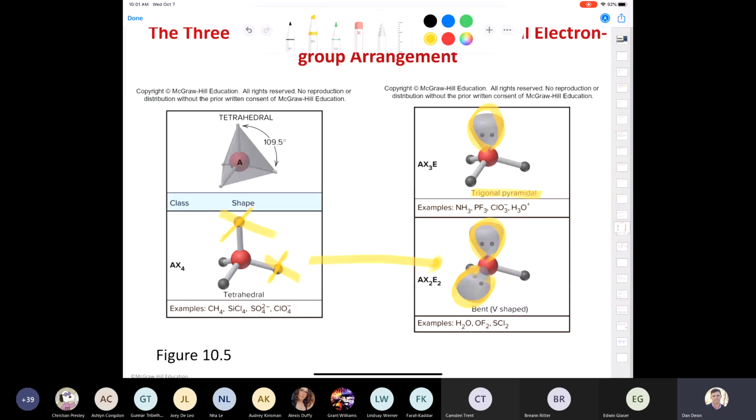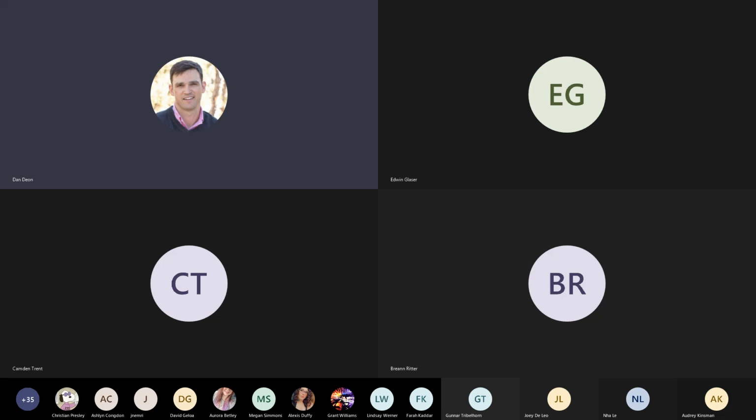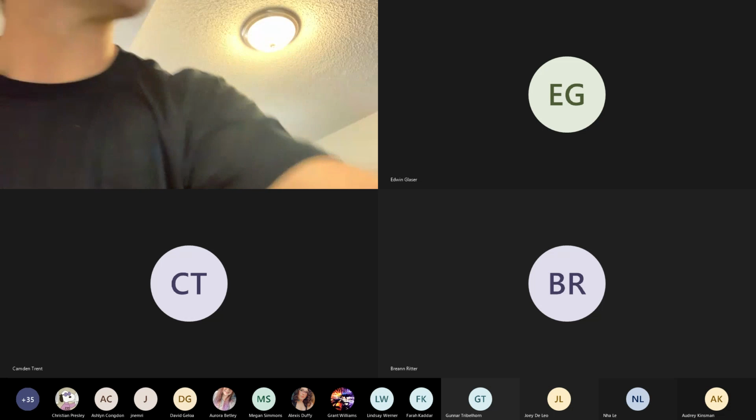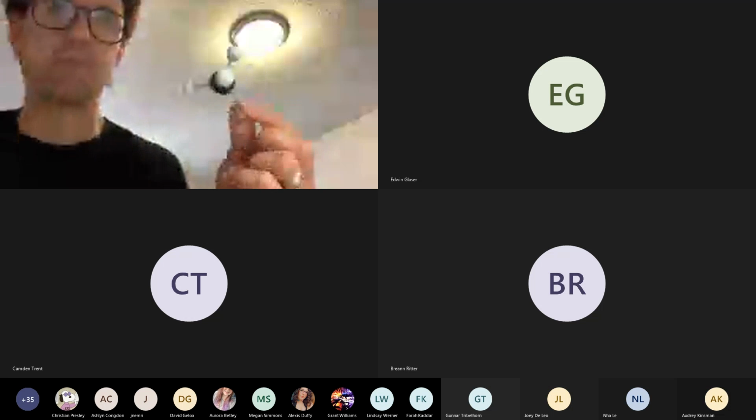Okay, this is where the model might come in handy. Done a lot of switching the old screen around today, huh? Anyhow, let me get back to you and show you my model of the tetrahedron. Where is it? Where's my tetrahedron? Here it is. Okay. Here's the tetrahedron.